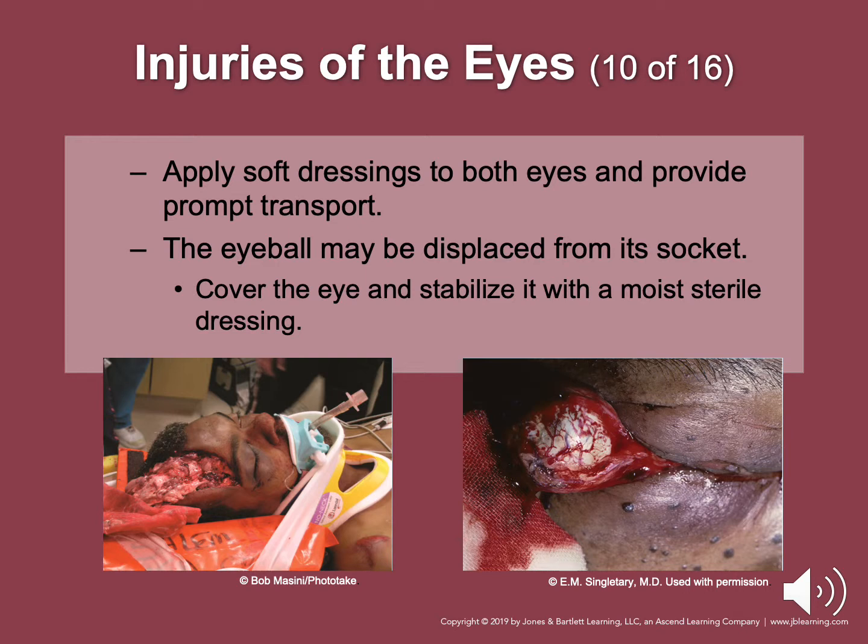Blunt trauma injuries range from the ordinary black eye to a severely damaged globe. Hyphema is bleeding into the anterior chamber of the eye and obscures all or part of the iris. It's common in blunt trauma. Cover the eye to protect it from further injury and transport.